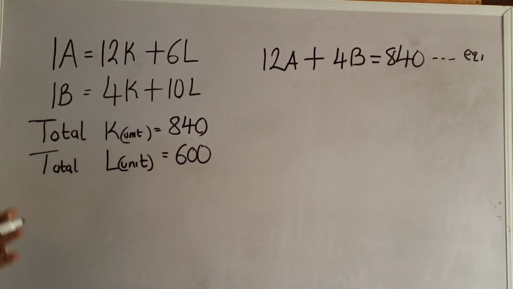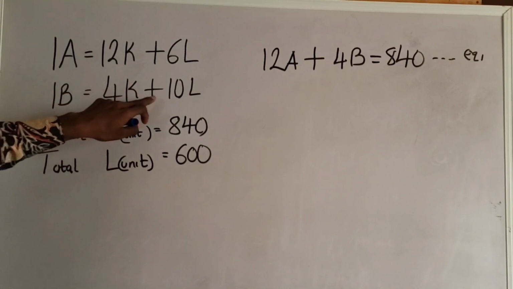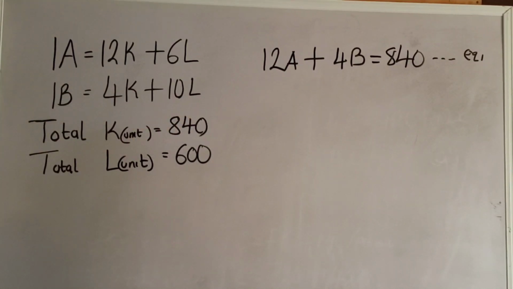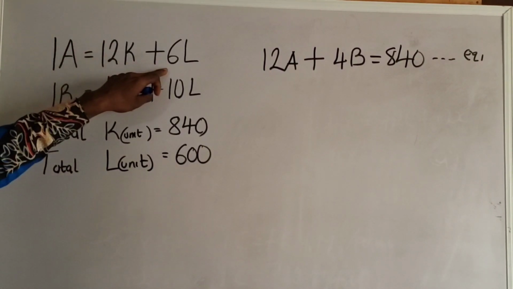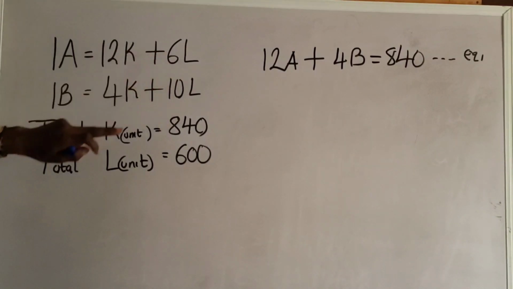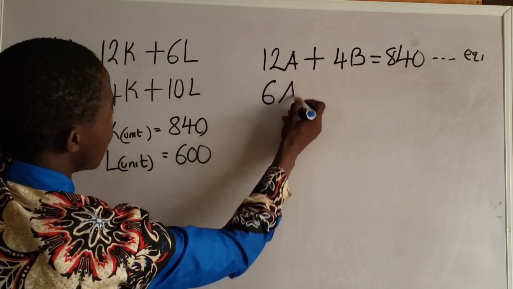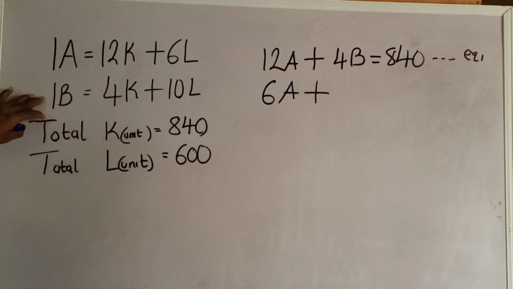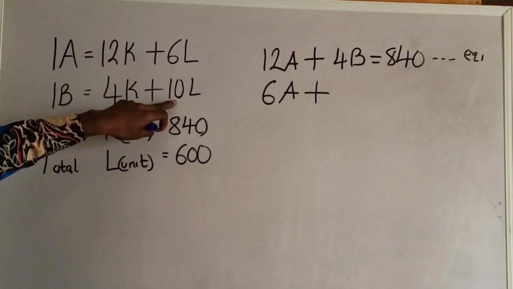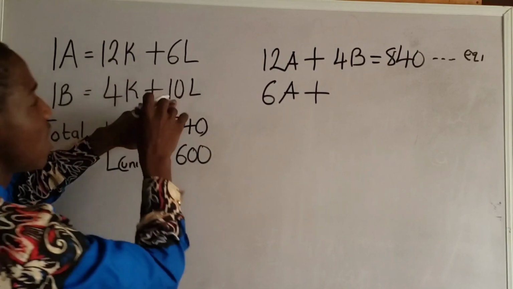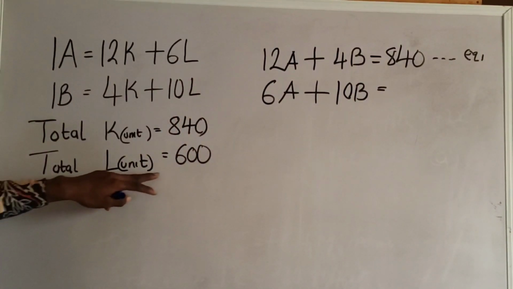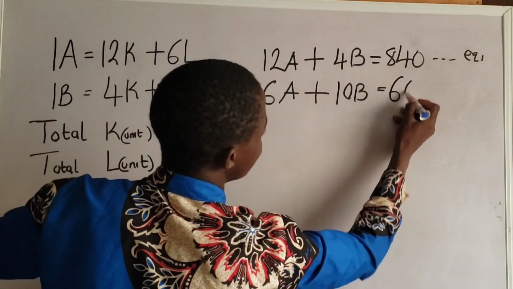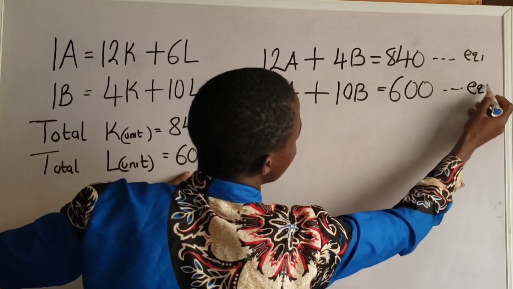Now let's move to the second statement. To produce 1 unit of B, 4 units of K is required plus 10 units of L is required. Now we have already done for K. Now let's go to L. To produce 1 unit of A, 6 units of L is required. In that case, I'm going to have 6A plus, now to produce 1 unit of B, 10 units of L is required. So I'm going to have plus 10B equals the total unit of L, which is 600. So this is equation 2.